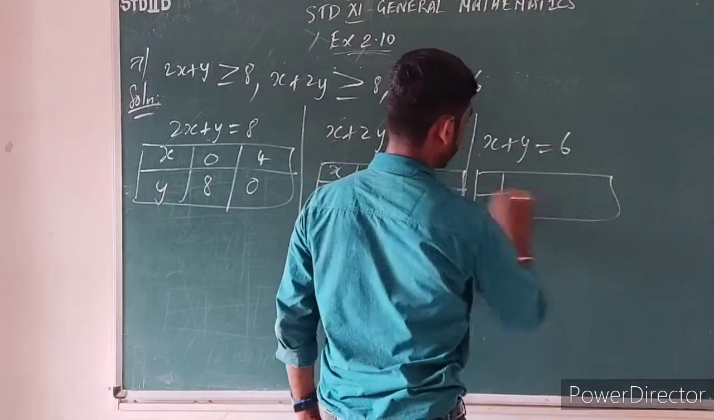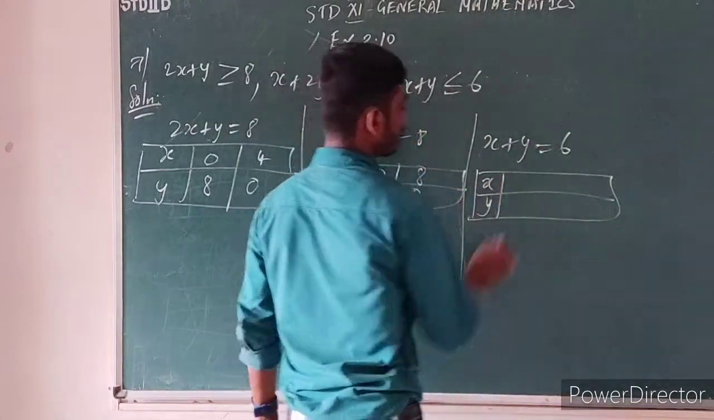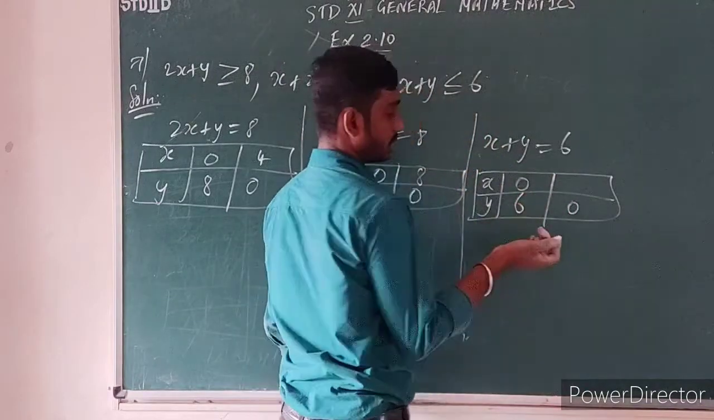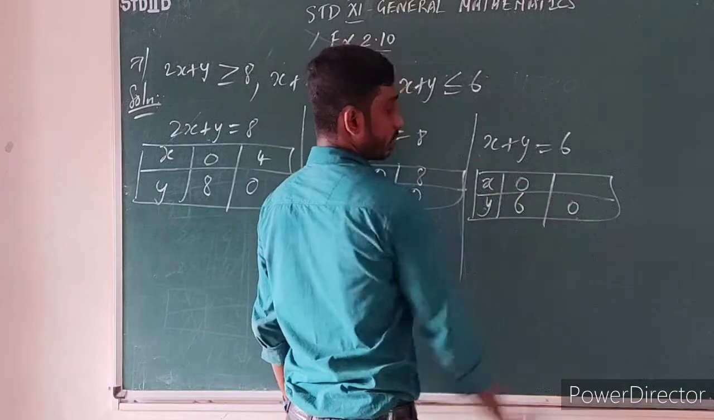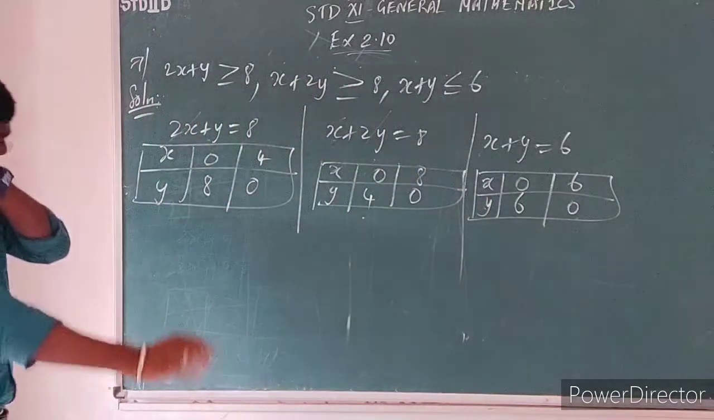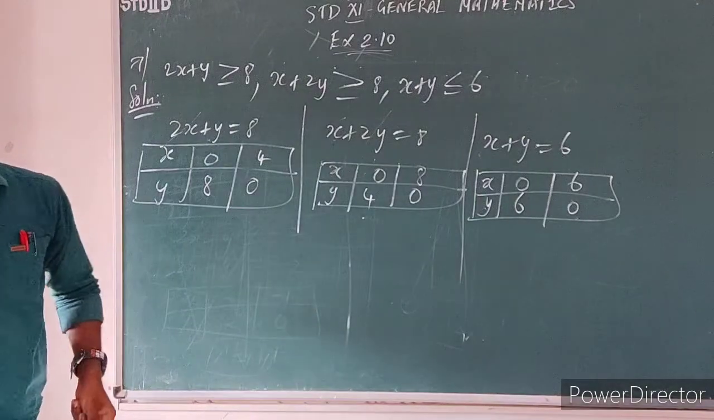The third one, x plus y equal to 6. Same formula we are going to use to compute x and y. If I substitute x as 0, then y is 6. Y is equal to 0 means x is equal to 6. The 3 tables are ready to be plotted into the graph.